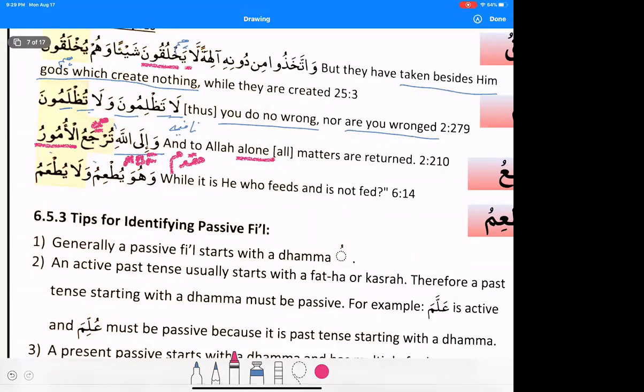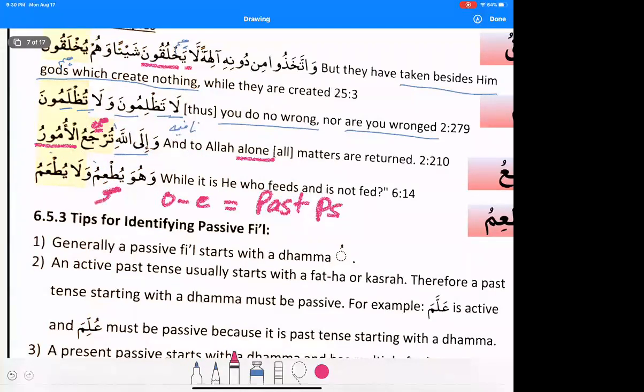Then we have wahuwa. So this is our jumla ismiya. Wahuwa, and he is yut'imu. Yut'imu. So what do you think about yut'imu? I hear u sound, and then I hear e sound. U and e sound are prominent in past passive. But is that past passive? No, this ya is giving away that this is mudari. So that means that cannot be passive, rather it is active. So that means this is our present tense, and our fail is huwa over here.